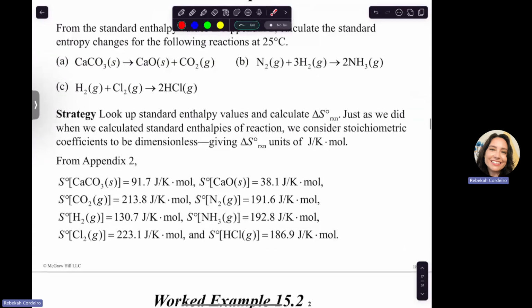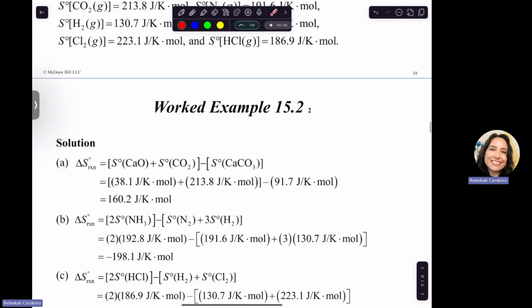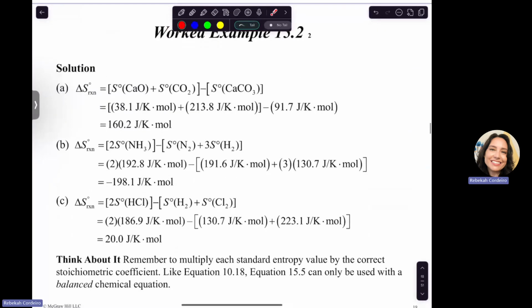All right, so hopefully you did that. We're going to do products minus reactants for these. So if you do your products minus your reactants, here are your 3 answers you should have gotten. If you didn't get that, send me a text message. Let me help you figure out where you went wrong with that.